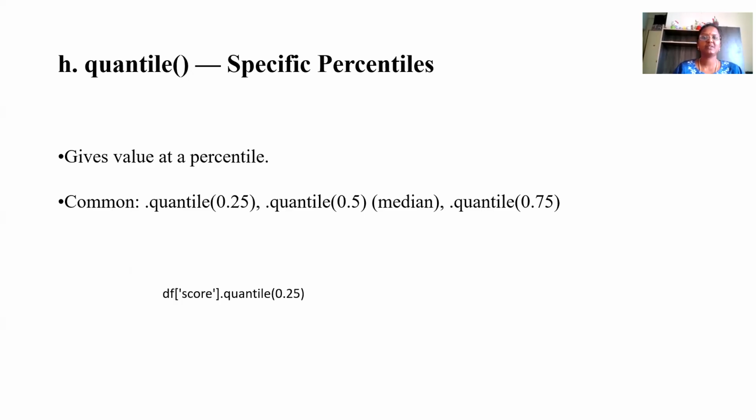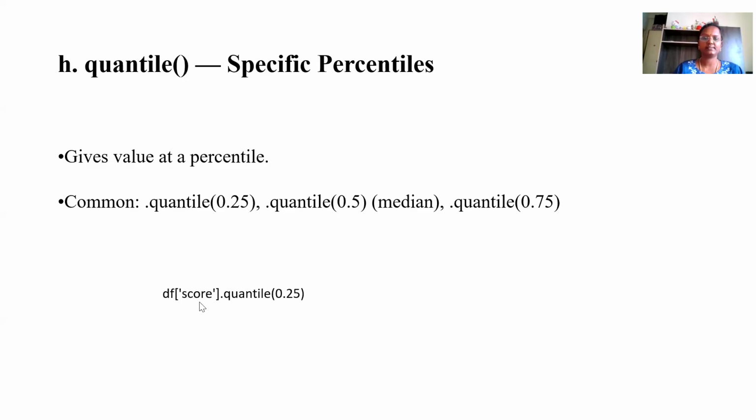Quantile is nothing but the specific percentile. If you want to find out a particular percentage of your given data set, then you can go with the quantile aggregate function. For example, quantile of 0.25 is 25%, quantile of 0.5 is the median, and quantile of 0.75. Whenever you want to analyze your data with respect to percentage, you can go with the quantile aggregate function.